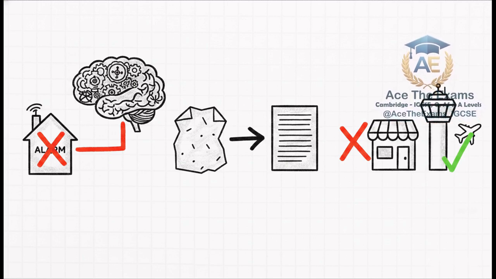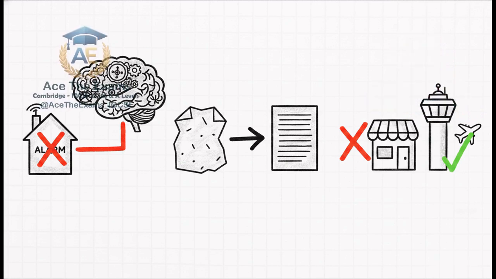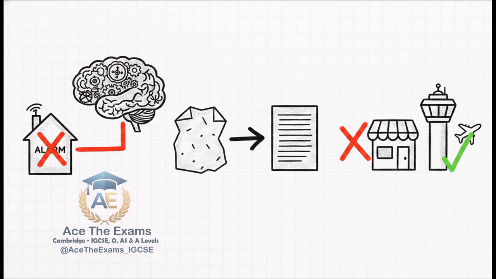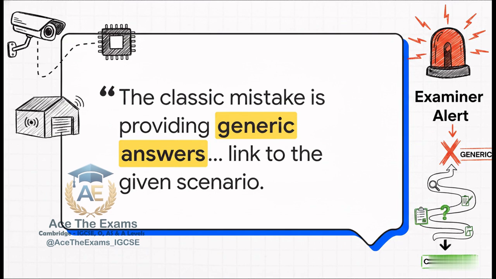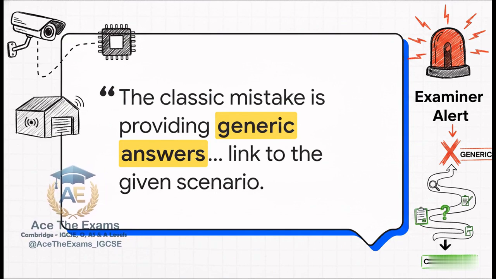Third, and honestly the most important one, providing generic answers. If the prompt clearly tells you it's a car park barrier at an international airport, but you write an answer that sounds like it's for a tiny local grocery store, totally ignoring the high-security airport context, you are going to hemorrhage marks. The crucial takeaway here is that every single point you make must be deeply, inextricably anchored to the specific context provided in the question.